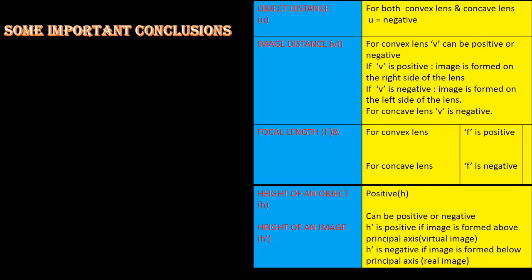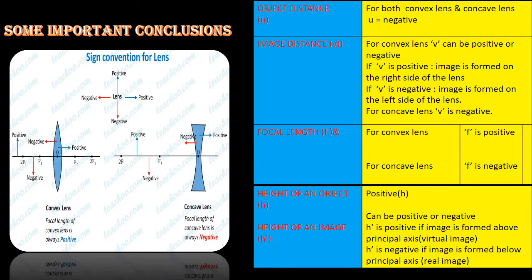So children, what are the conclusions that we can reach? Object distance u will be negative for both convex and concave lens. Image distance v can be positive or negative for a convex lens. If v is positive, that means the image is formed on the right side of the lens, or the other side of the lens. If v is negative, the image is formed on the left side of the lens, or on the same side where we keep the object.